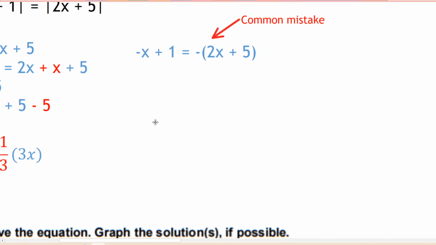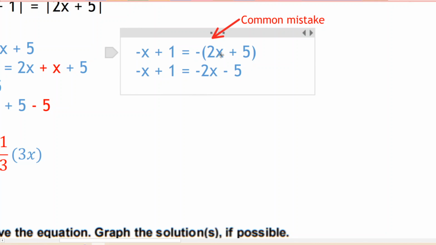Let's move on. Let's do the second equation here. First of all, I'm going to distribute that negative sign. You see it over here. This negative sign needs to go to the first term and to the second term. And when you distribute a negative sign, all you're really doing is making all the terms inside the parenthesis into their opposites. So the opposite of 2x is negative 2x, and the opposite of plus 5 is minus 5.